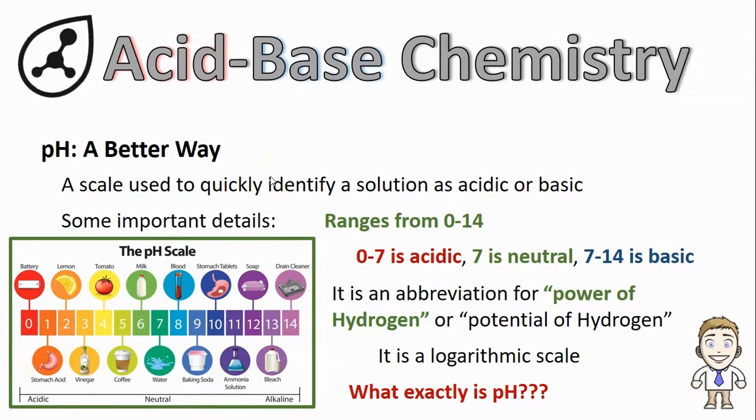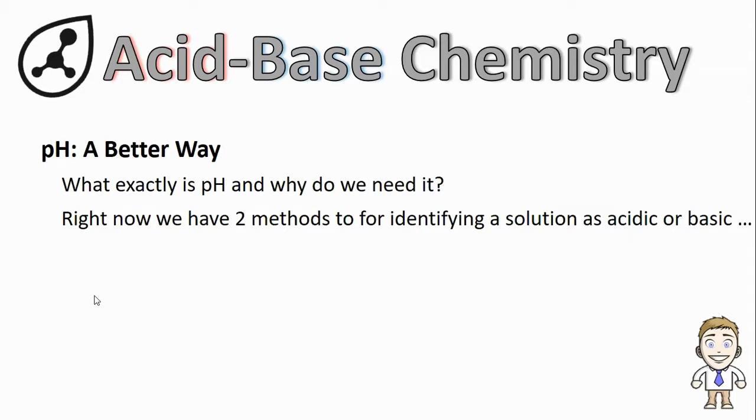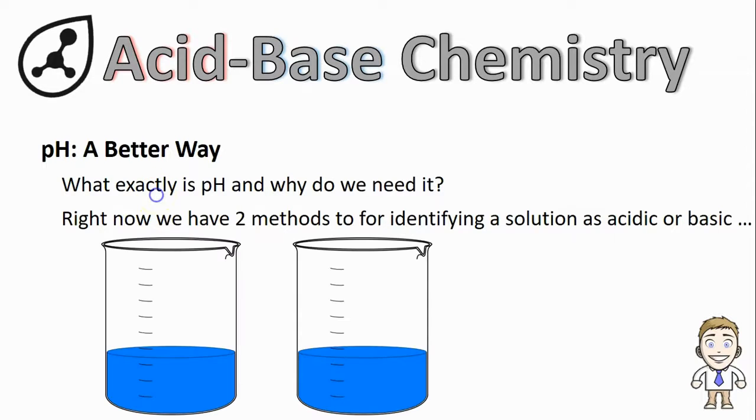So these details are helpful for using pH, but what they don't explain is what it really is. Where do these numbers come from and why do we need them? I like to think about it this way. Right now we have two methods for identifying a solution as acidic or basic. Let's put those two methods side by side with these two solutions.